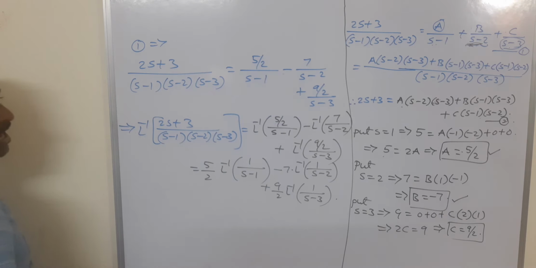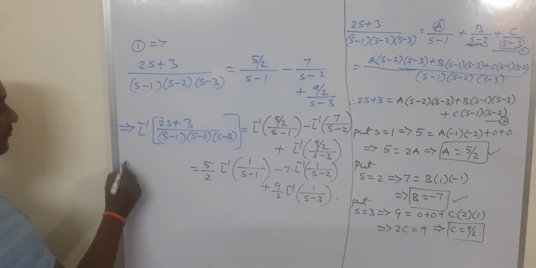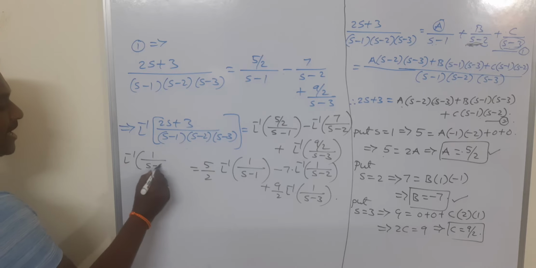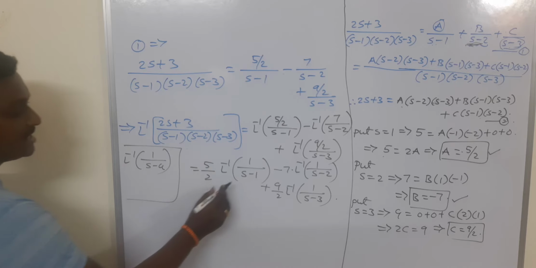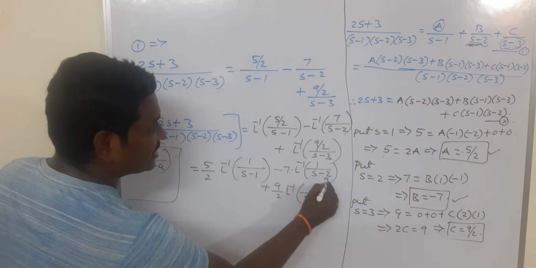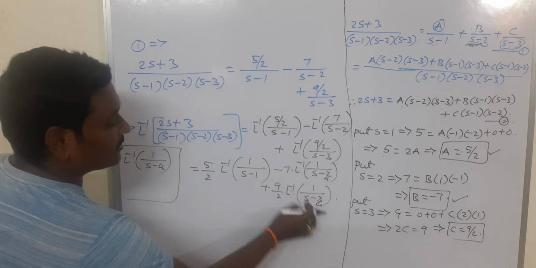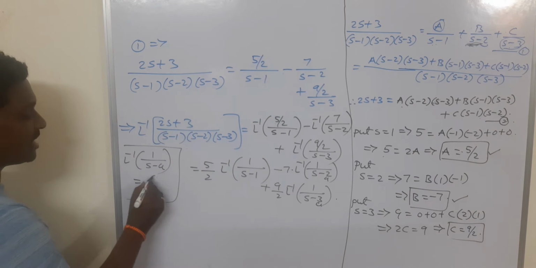Okay, clearly all are in the form of L inverse of 1 by s minus a. This is 1 by s minus a form, this is also 1 by s minus a form, this is also L inverse of 1 by s minus a form. So what is the formula for this one? E power at. So 5 by 2 into e power t, because here we have a is equal to 1, replace a is equal to 1 here, minus 7 into e power 2t plus 9 by 2 into e power 3t. In this way we can find out the inverse Laplace transformations by using partial fractions.